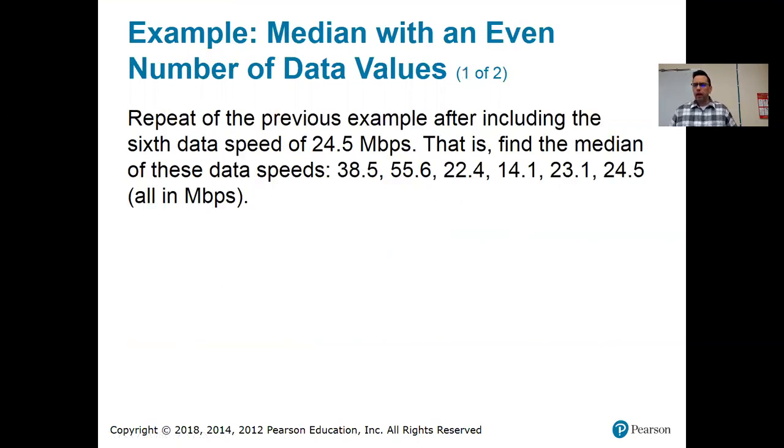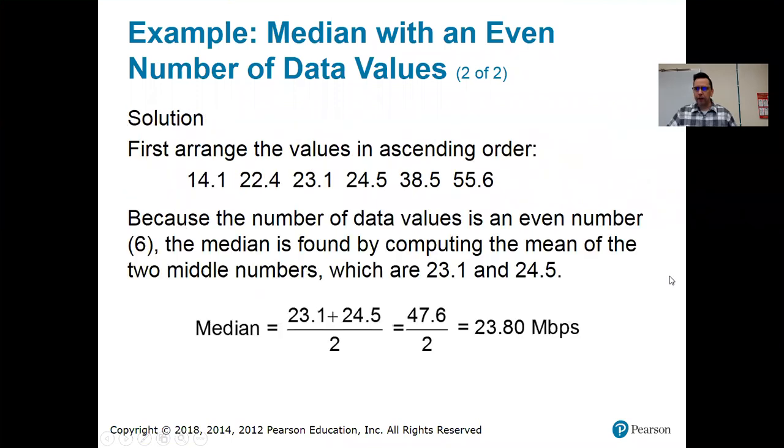Okay, so I'm going to ask you now, if you're watching the video, to pause the video and try to do this one. So now there are 6. So see if you can remember what they said about what to do when you have an even number of data values. All right. So you put these values in order. I think the new value was the 24.5, so that goes right there. This is one of those cases where there are 2 in the middle. So you take those 2 in the middle, the 23.1 and the 24.5, and you find the mean of those. Okay.